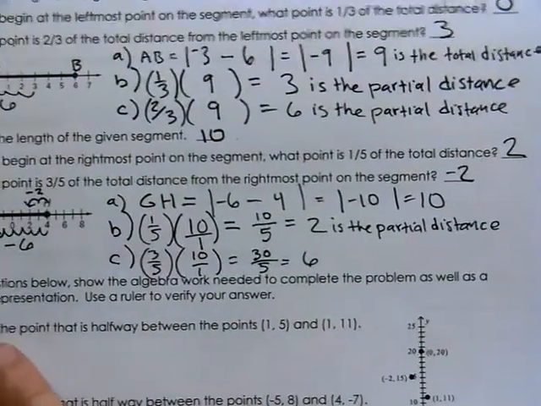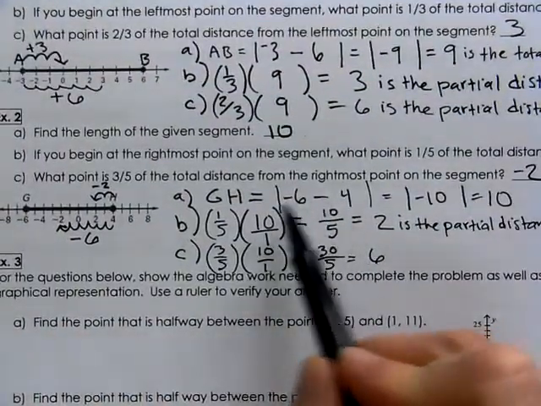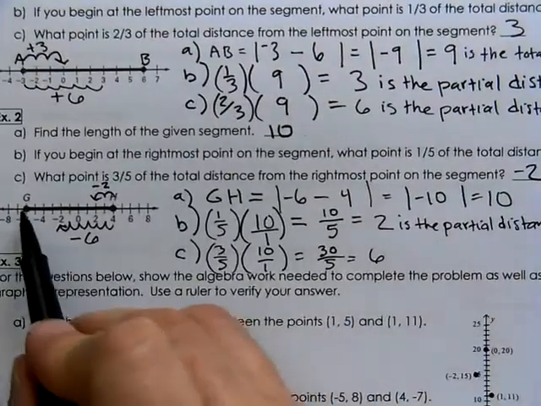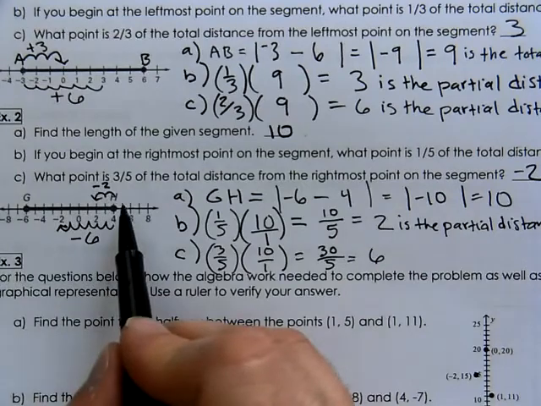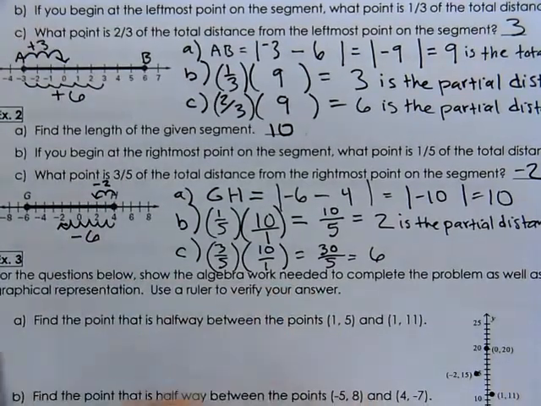Notice that this method of calculating the total length only works if it is a horizontal or vertical line. If it's a slanted line, well, then we'll have to use the distance formula. And let's talk about that next. So let's go to the next page.